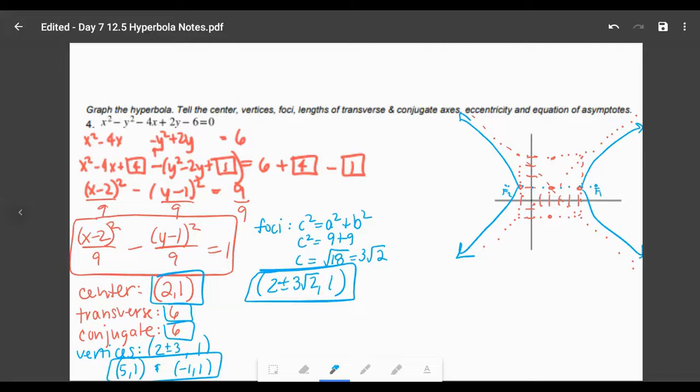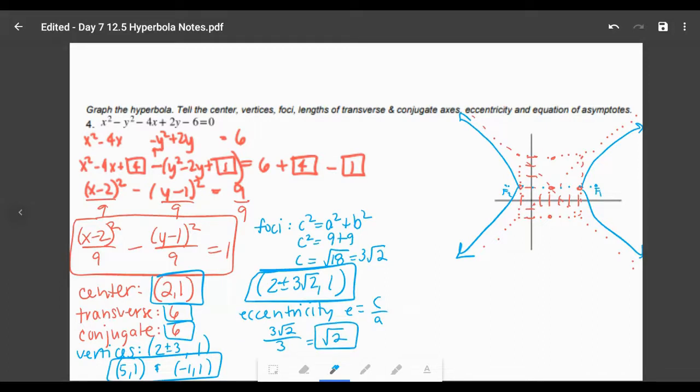We also need to identify the eccentricity, which is e equals c over a. We just found c, which is 3 root 2. And then a is equal to 3, so the 3s cancel out. My eccentricity is just root 2.